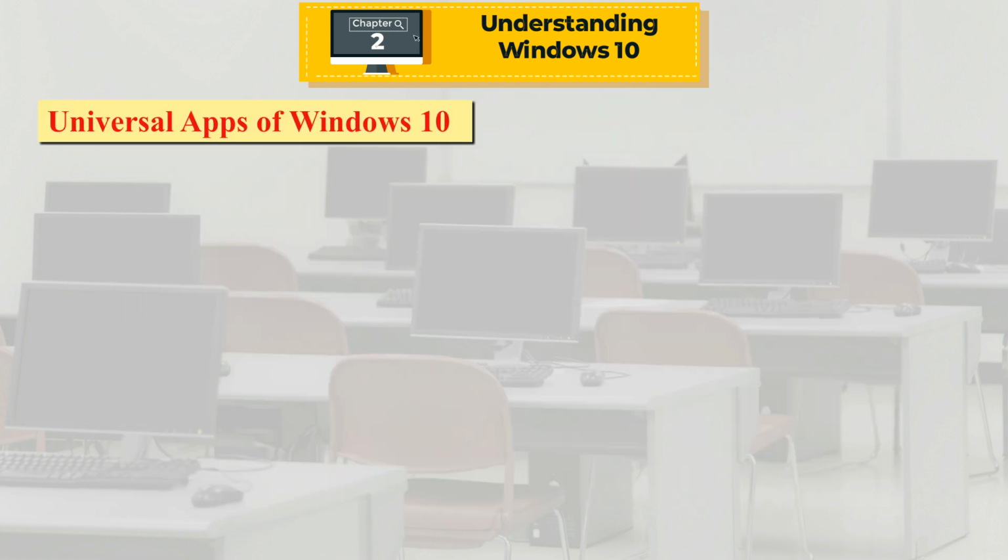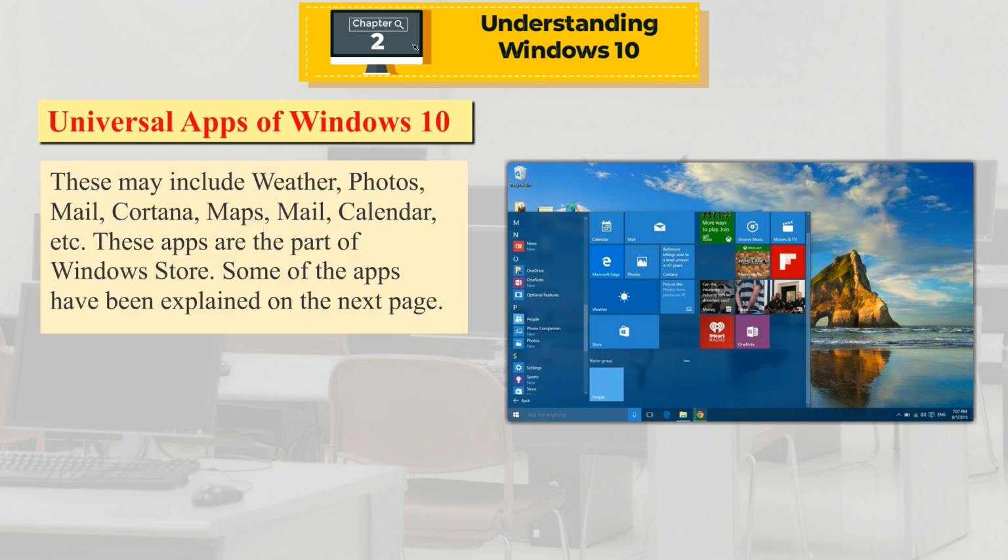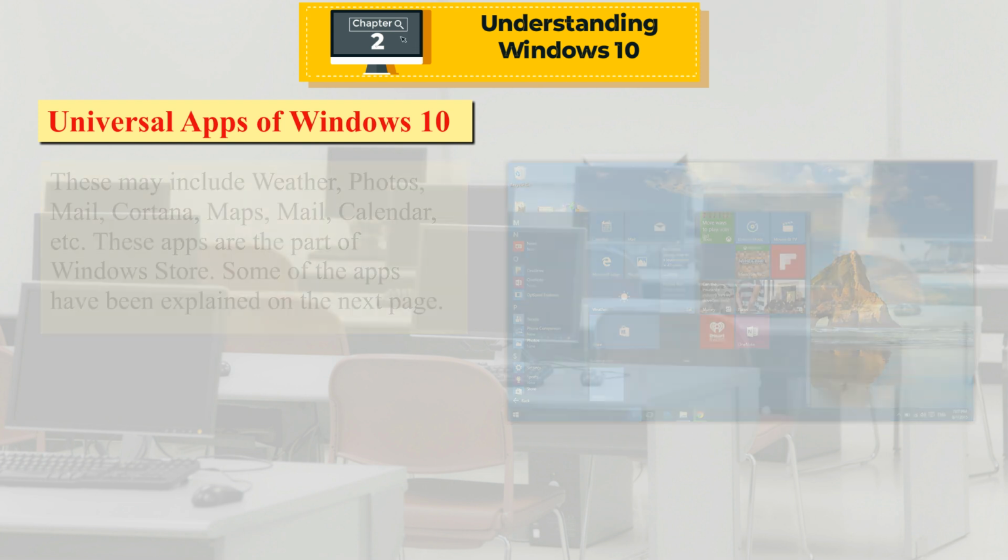Universal apps of Windows 10. There are some apps which can work on all the devices from phones and tablets to laptop and desktop systems. When you click on the Start button, you can see the universal apps on the right panel. These may include Weather, Photos, Mail, Cortana, Maps, Calendar, etc. These apps are part of Windows Store. Some of the apps have been explained on the next page.